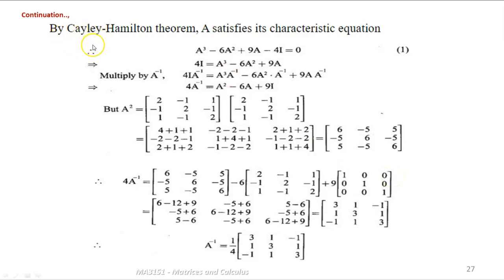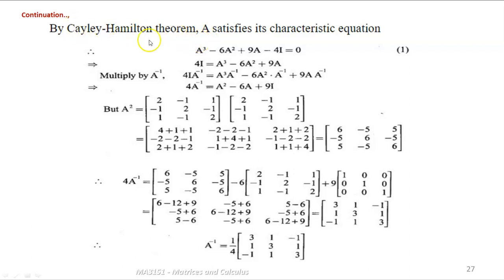Now we can use the Cayley-Hamilton theorem. No need to verify the Cayley-Hamilton theorem; we can use it because the question is a simple one. Using the Cayley-Hamilton theorem, find A inverse and A power 4.